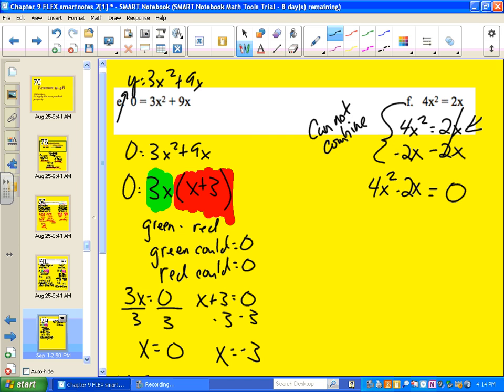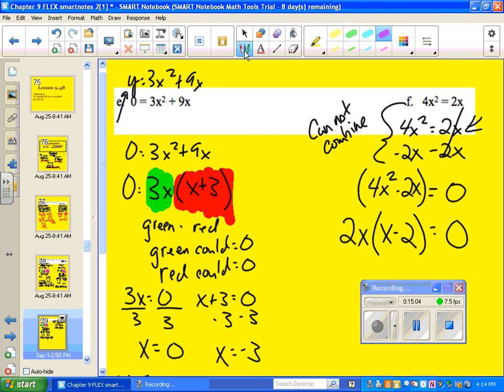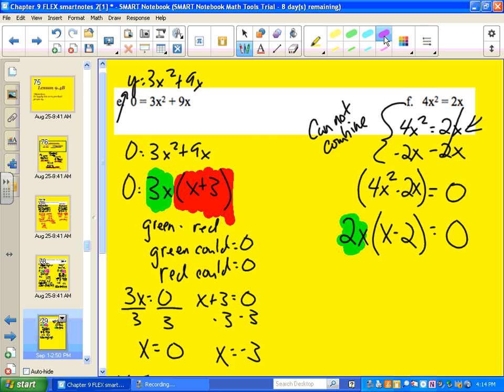Now we go through the same process. What can we take out of 4x squared minus 2x? What is the greatest common factor? Well, that would be 2x. And then left in the parentheses would be x minus 2 equals 0. From here, we have this 2x, and we have the x minus 2.